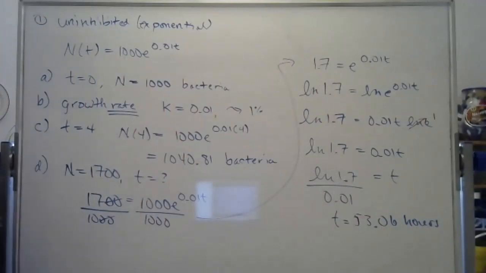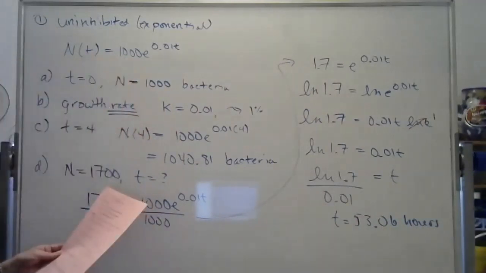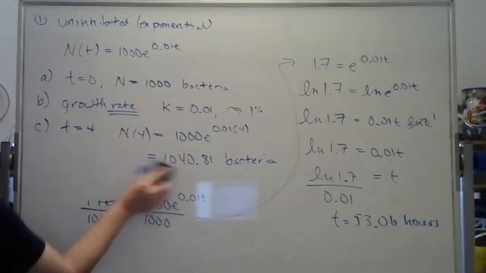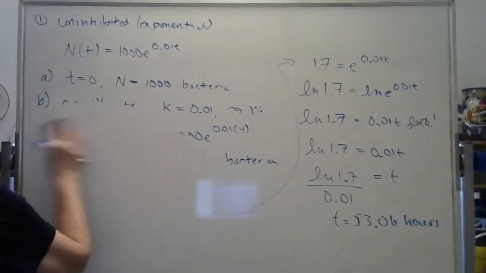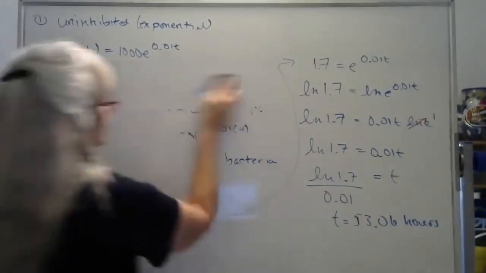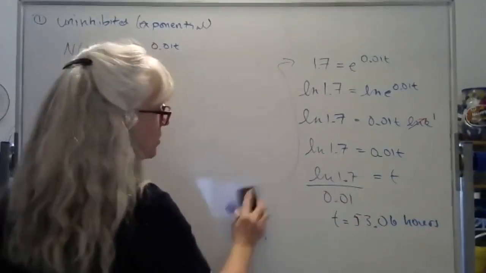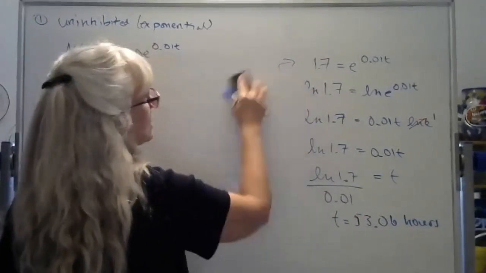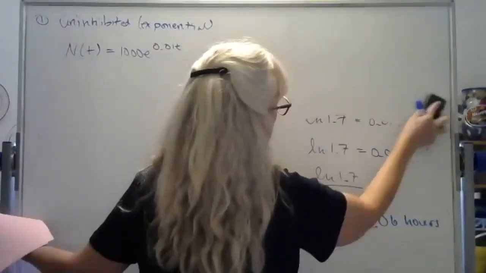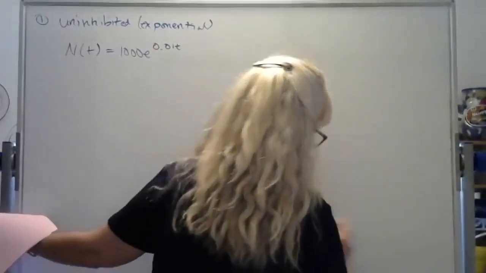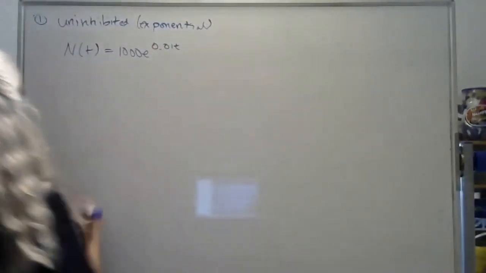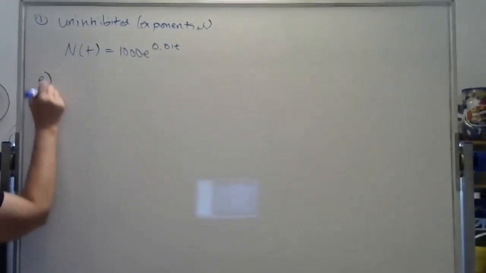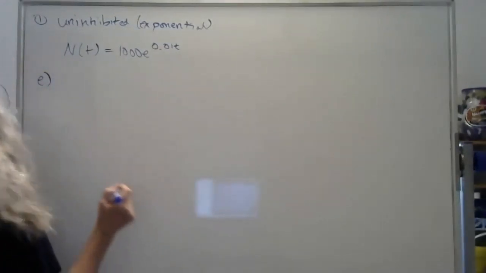Okay, and then finally, on part E, it's asking us when will the number of bacteria double? So how long is it going to take to double? So it took 53 hours to get to 1,700. But how long is it going to take to get to doubling? Okay. So I actually want to come in and work this problem twice. You'll see why in just a second.